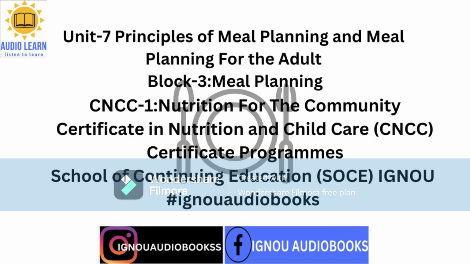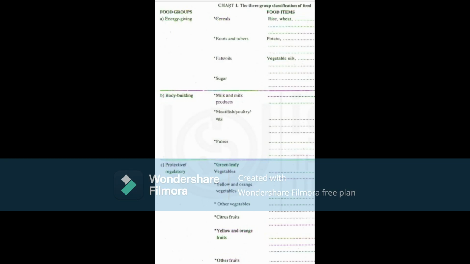What are the food items in each group? Can you list them? Think of all the food items available and list them in chart I under the heading food item according to the group they belong to. For example, in the energy-giving group, cereals are included. List all cereals like wheat, rice etc. in the place provided in front of cereals as indicated in chart I. Similarly, you could list the food items included in the other food groups.